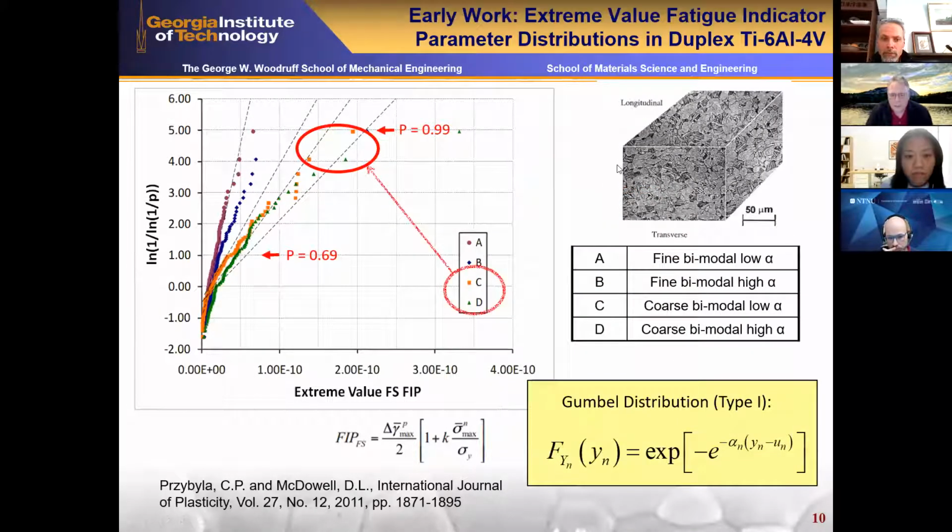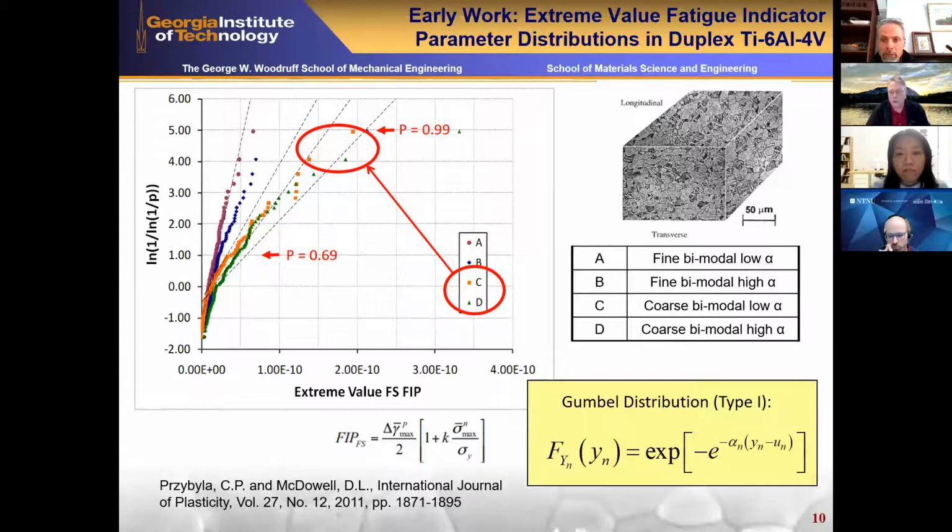Some of our work about 10 years ago in Craig Prisbala's thesis dealt with duplex Ti-64, which is a particularly fatigue-resistant form used by the United States Air Force because it optimizes fatigue crack formation and somewhat longer crack growth resistance. And it was known experimentally that coarse bimodal low and high primary alpha volume fractions were the worst players in fatigue. In other words, they form fatigue cracks more rapidly than the fine primary alpha form.